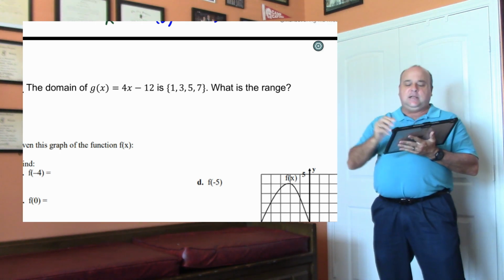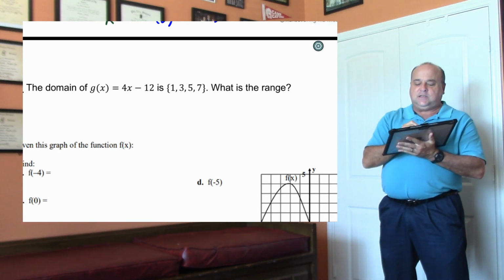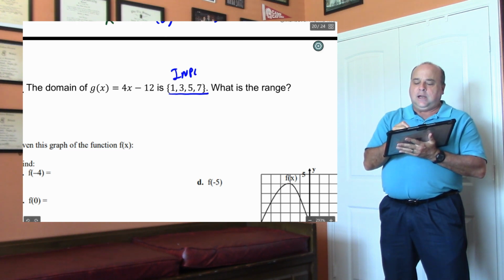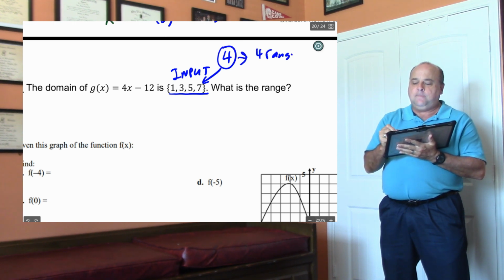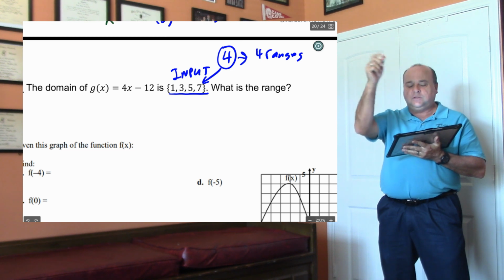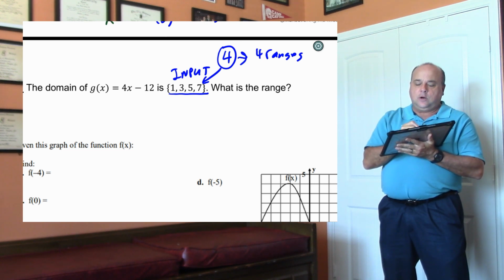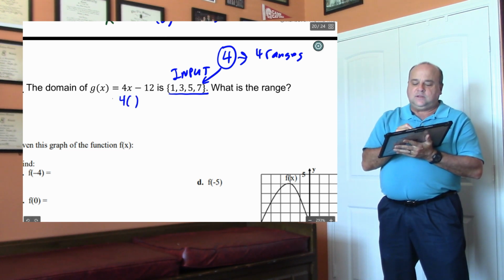Okay, this is the way I teach my kids on this. So we have g of x equals this, and this is my input. And notice, how many inputs do I have? I have 4 of them, right? That means I'm going to get 4 ranges, right? Okay, so this is the way I would teach you to do it. You're going to write down 4 parentheses minus 12, and let's do that 4 times.